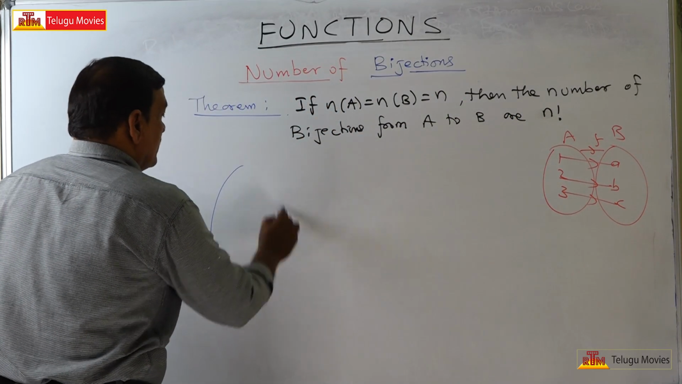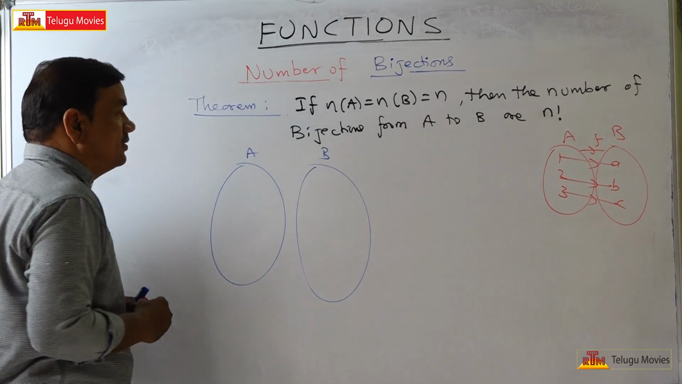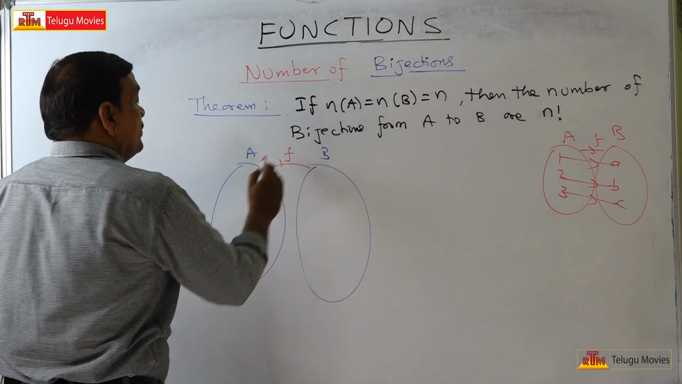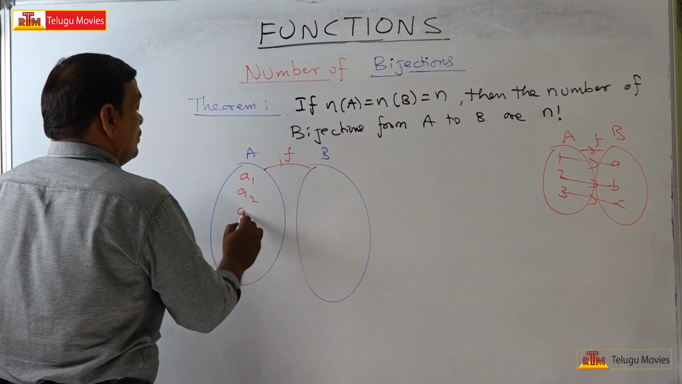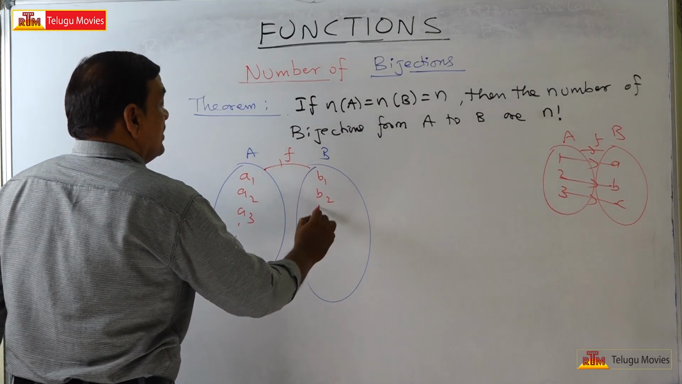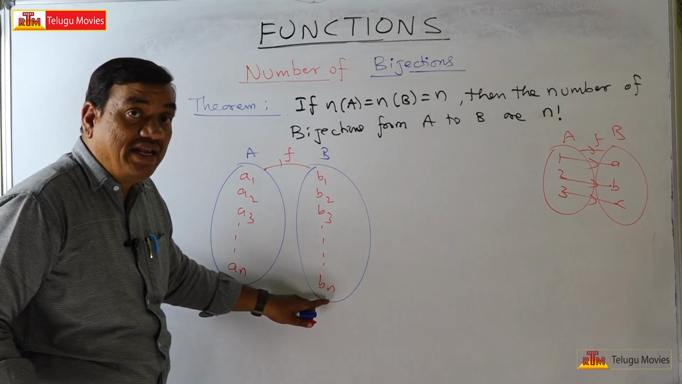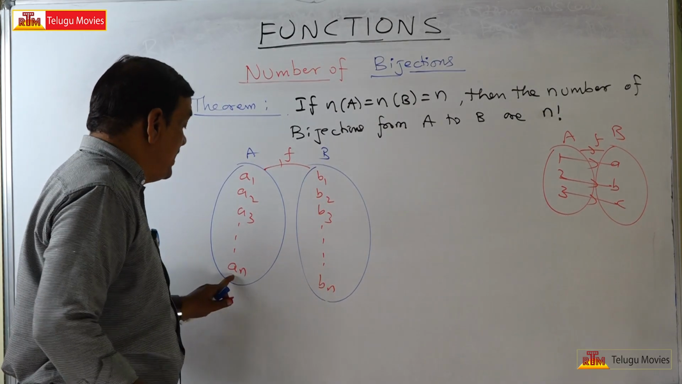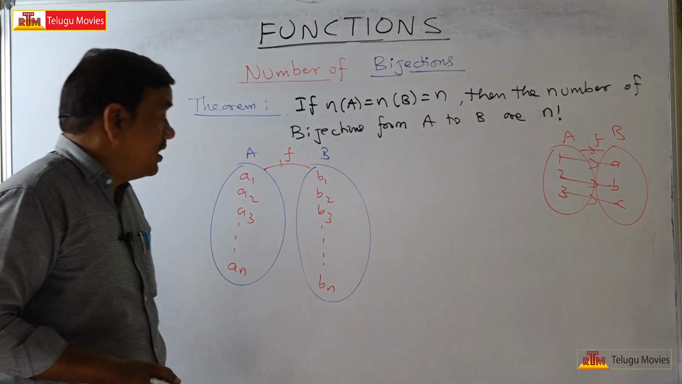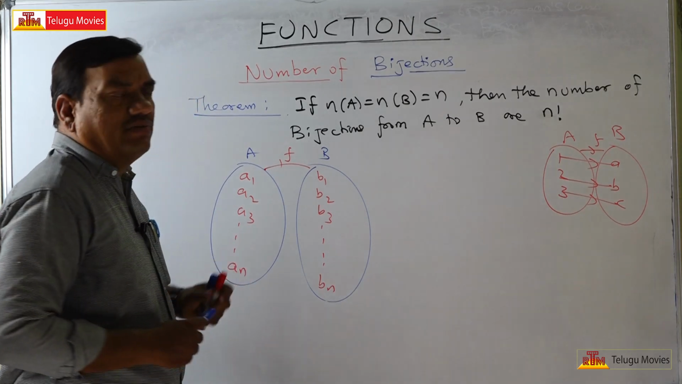See here. Let us take A and B, there are 2 sets, and f is a function from A to B. So let us take a1, a2, a3, and so on, an. This is b1, b2, b3, and so on, bn. Remember here, bn, n elements. In the previous theorems we had taken bm, right? Very easy one.